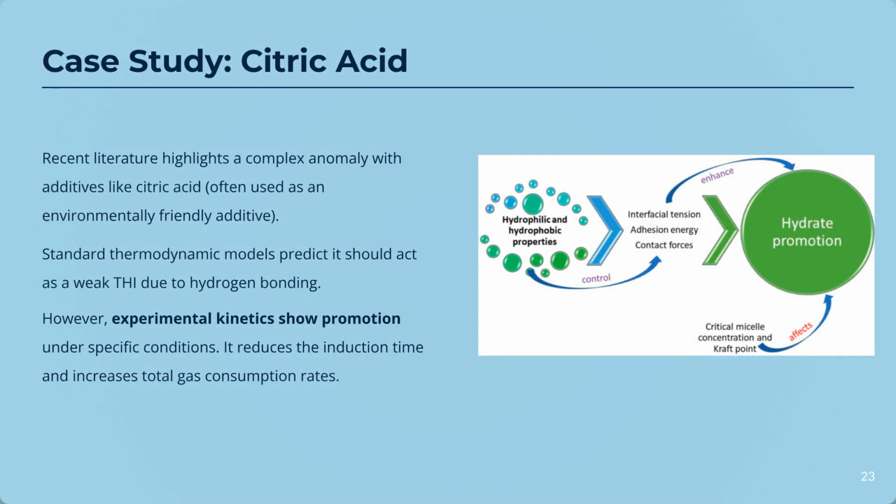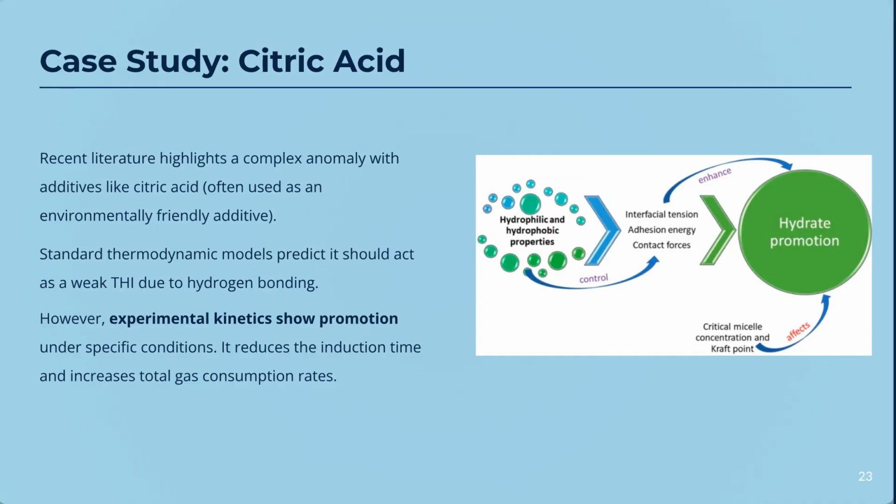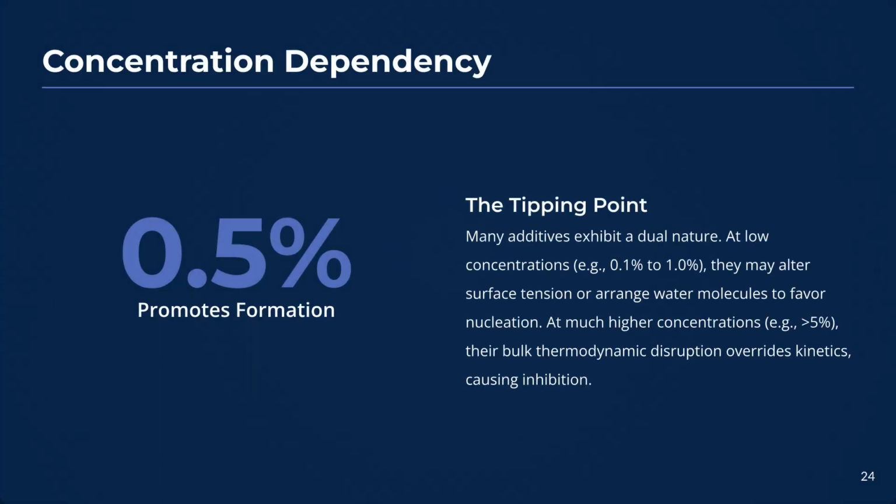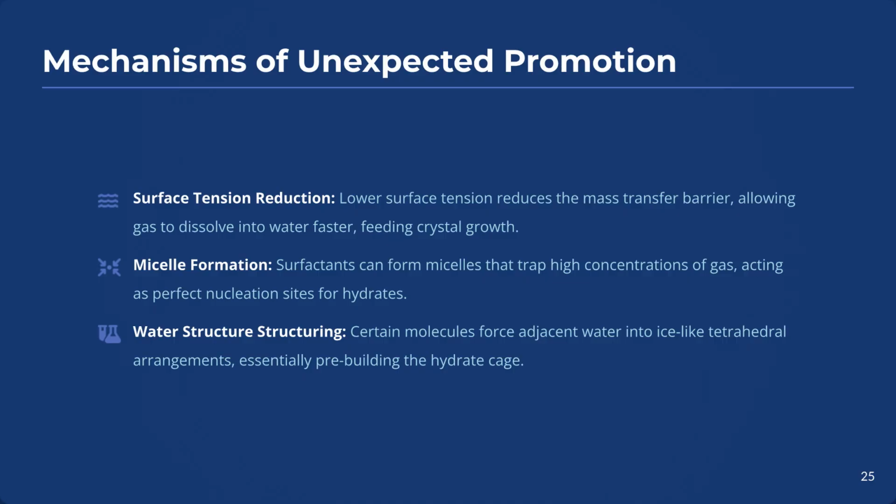Consider the case of citric acid. While models suggest it should inhibit hydrates, experimental data shows that under specific conditions, it actually promotes hydrate nucleation and growth. Concentration matters significantly. Many additives exhibit a dual nature, acting as promoters at low concentrations, while providing effective inhibition at much higher dosage levels. Unexpected promotion can occur through several mechanisms, such as reducing surface tension to aid gas dissolution, forming micelles that trap gas, or structuring water into prehydrate arrangements.